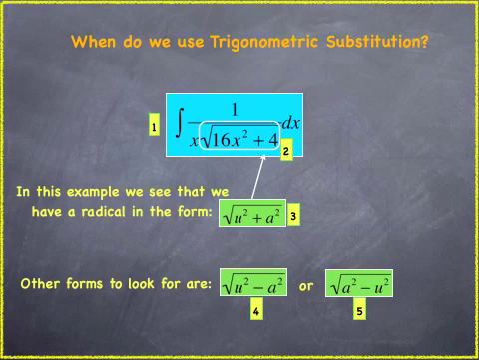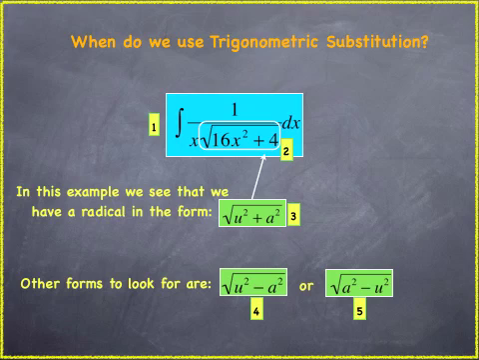So when do we use trigonometric substitution? Well, if you look at our example in item 1, this is first of all a very good candidate. If you look at that radical in the denominator, it's in a specific form. The form is the same as you see in item 3, square root of u squared plus a squared. That form is usually a good choice for trigonometric substitution.